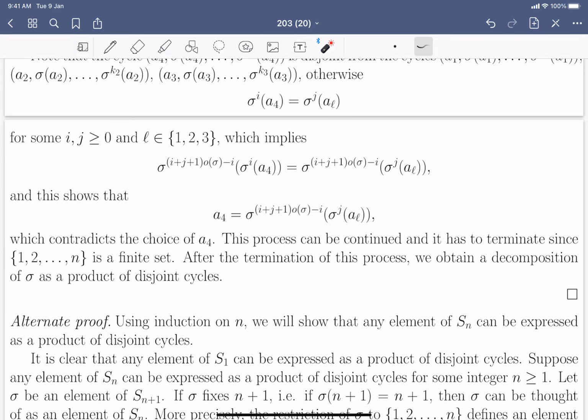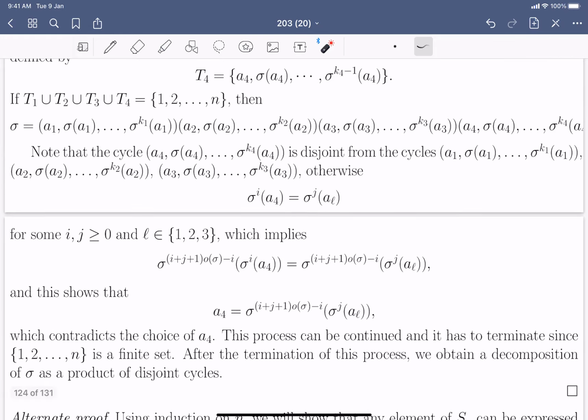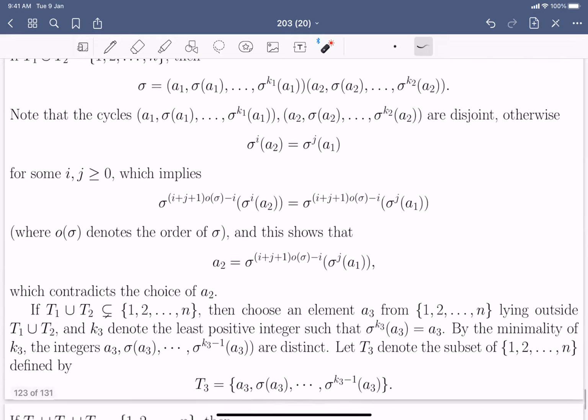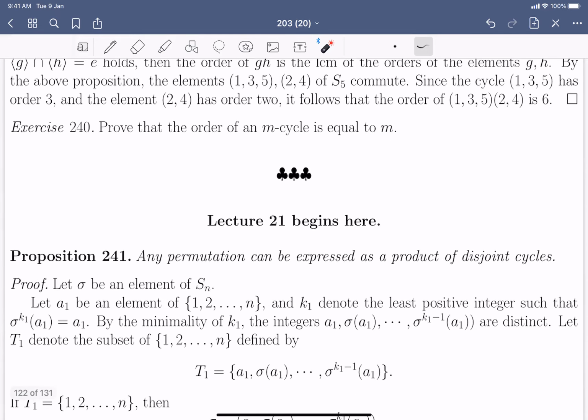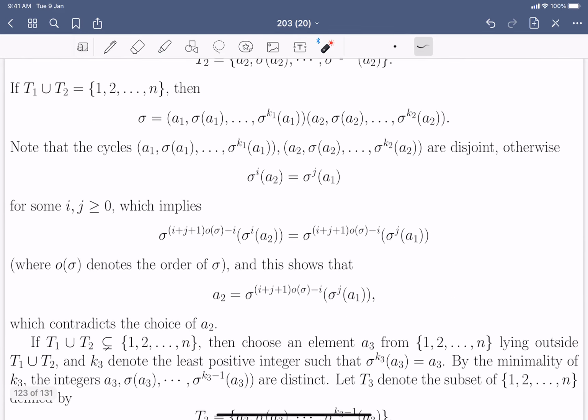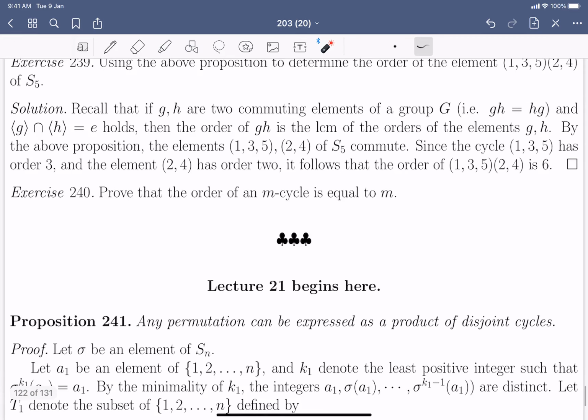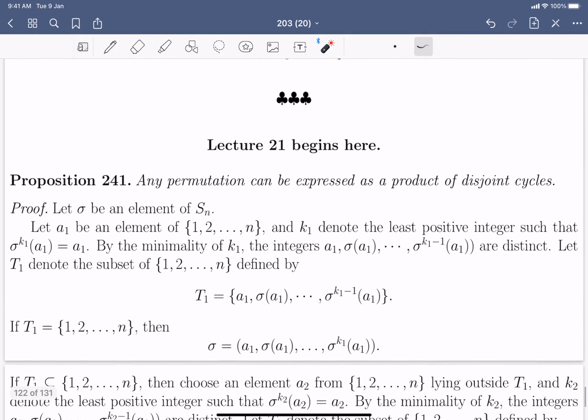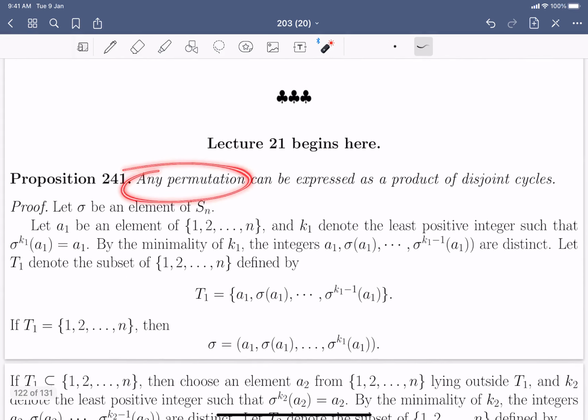Okay. Now let me make a few remarks about this proof. The advantage of this proof is that this proof is essentially algorithmic in nature. So one can apply this strategy in order to express any given permutation as a product of disjoint cycles. Okay. So this is something that we need to understand, because this is something that we will be applying at several of the upcoming lectures.